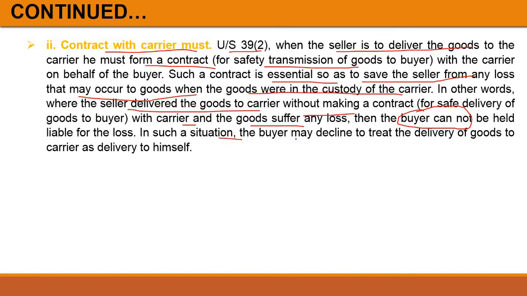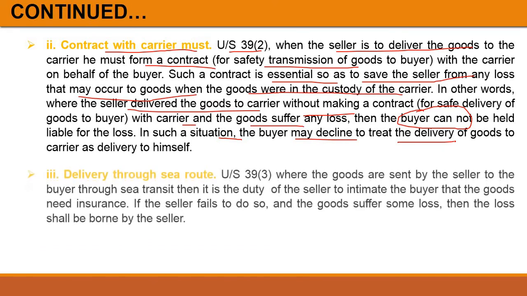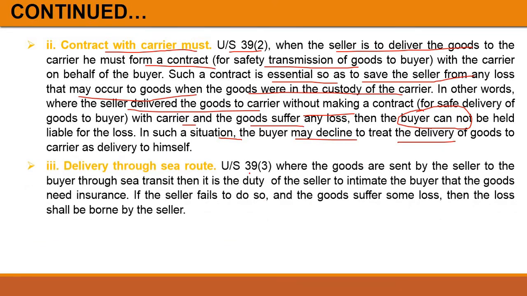So in such a situation, the buyer can decline and can treat the delivery as not having been made to him. Third is delivery through a sea route. Section 39 subsection 3 says that where the goods are sent by the seller to the buyer through a sea transit, then it is the duty of the seller to intimate the buyer that the goods need insurance. So without insurance, the goods cannot be sent through the sea route.